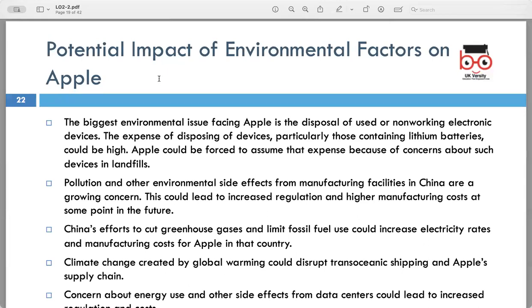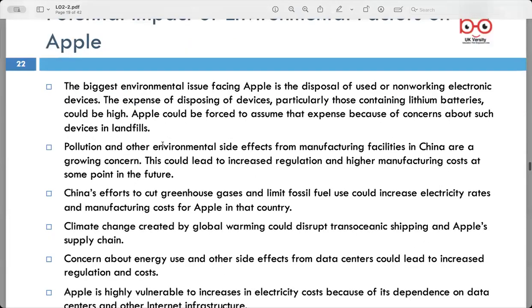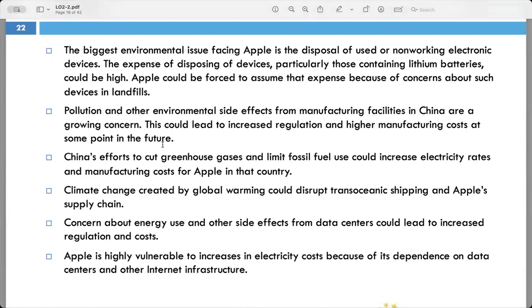Pollution and other environmental side effects from manufacturing facilities in China are a growing concern. This could lead to increased regulations and higher manufacturing costs at some point in the future.